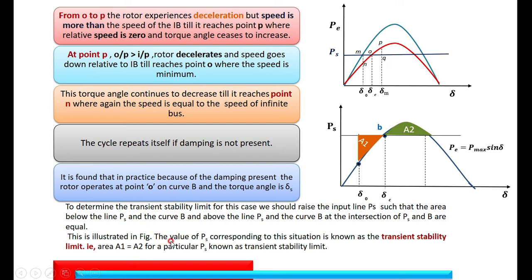This is illustrated in the figure. The value of PS corresponding to this situation is known as the transient stability limit. Point B is called the transient stability limit. If you increase your input beyond this, then the system loses its synchronism. Here area A1 is equal to A2.